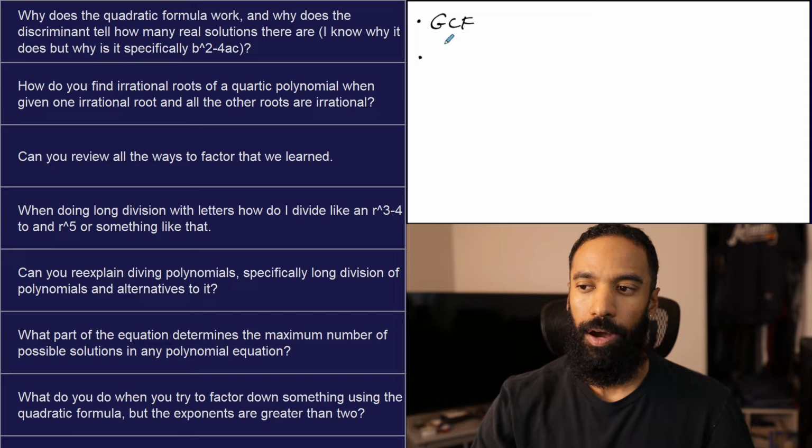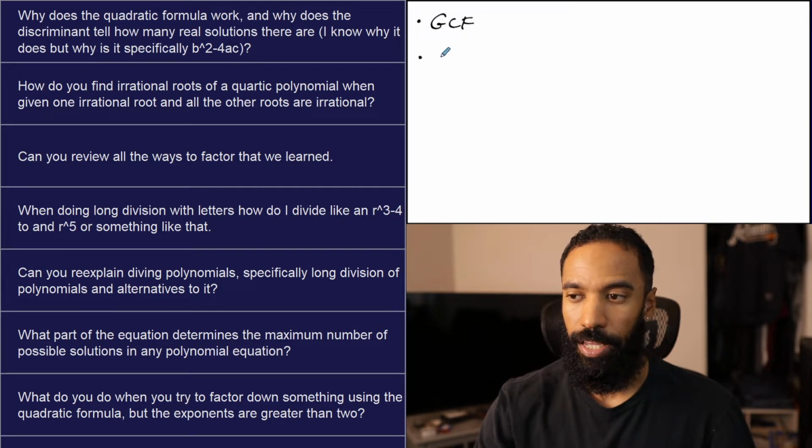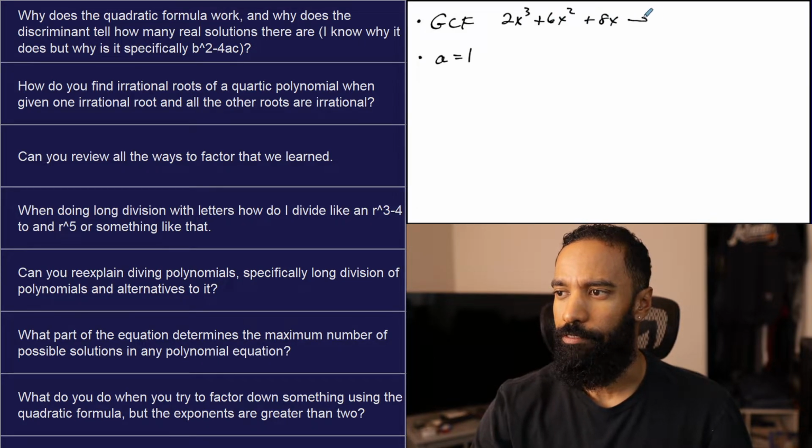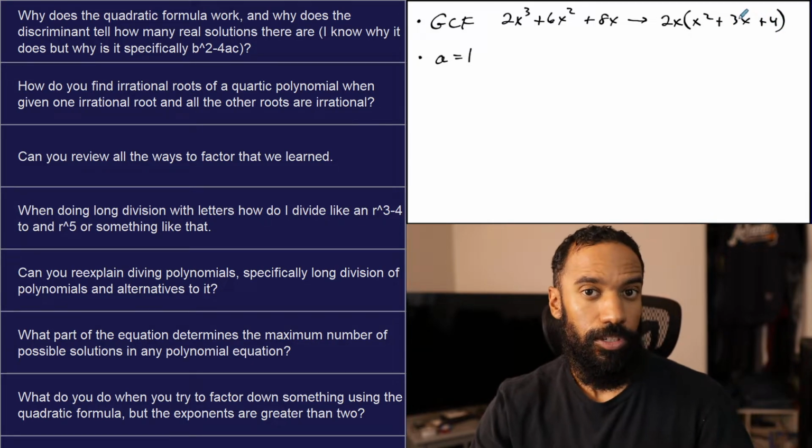Then we started talking about, I was about to say greatest common factors again, factoring when your a value is 1. So let me write examples of all these things here. Let's say we had 2x cubed plus 6x squared plus 8x here. So you can factor out this 2x right here, and then you're left with x squared plus 3x plus 4, right? And that's not factorable, but whatever. You know what I mean.